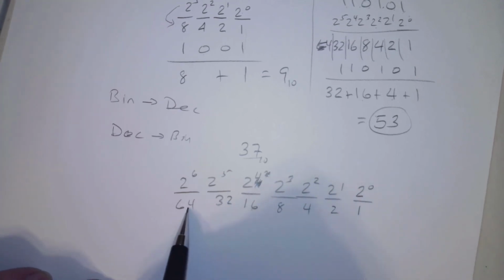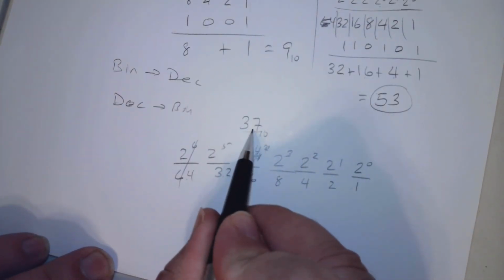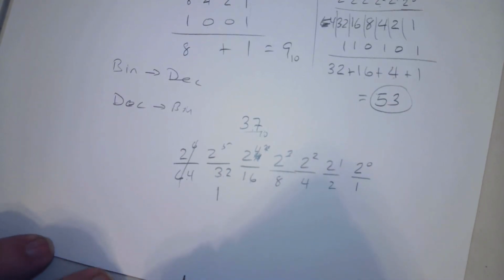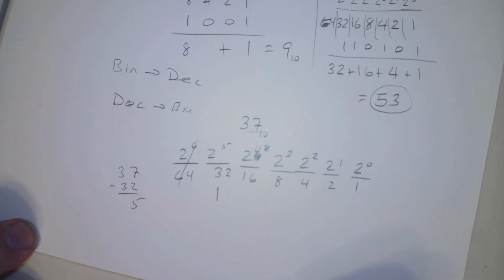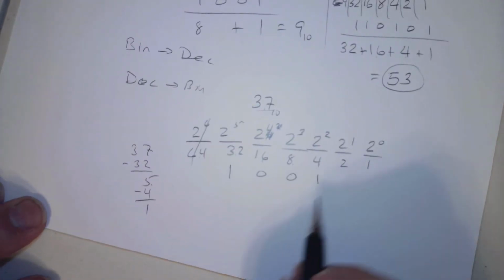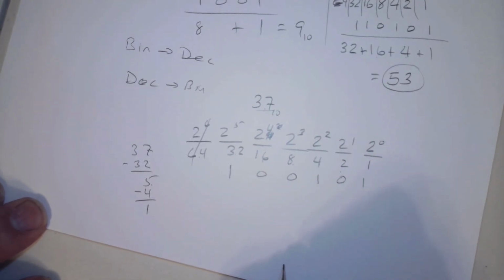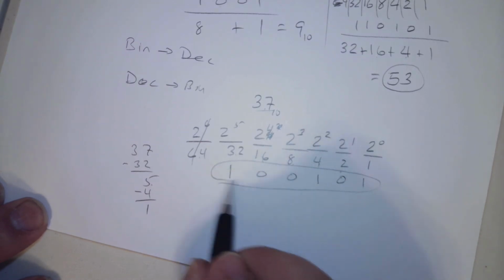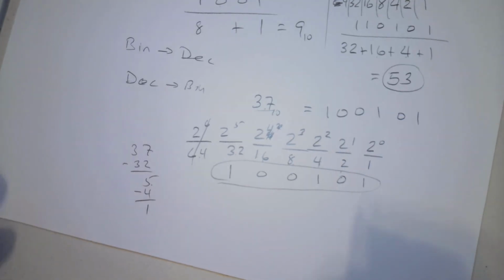So start with, we can't use 64, so that one we don't need. 32, does 32 fit in 37? Yes. So 37 minus 32 is 5. Does 16 fit in 5? No. Does 8 fit in 5? No. Does 4 fit in 5? Yes. So let's subtract 4. Does 2 fit in 1? No. Does 1 fit in 1? Yes. So this is the binary equivalent of 37.